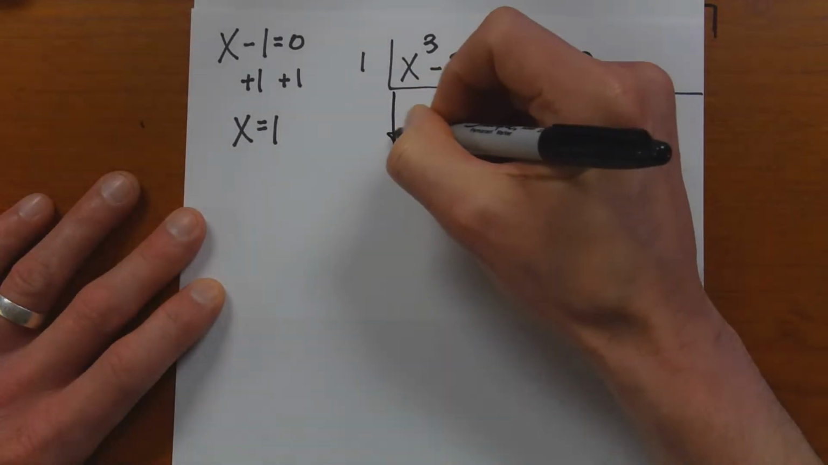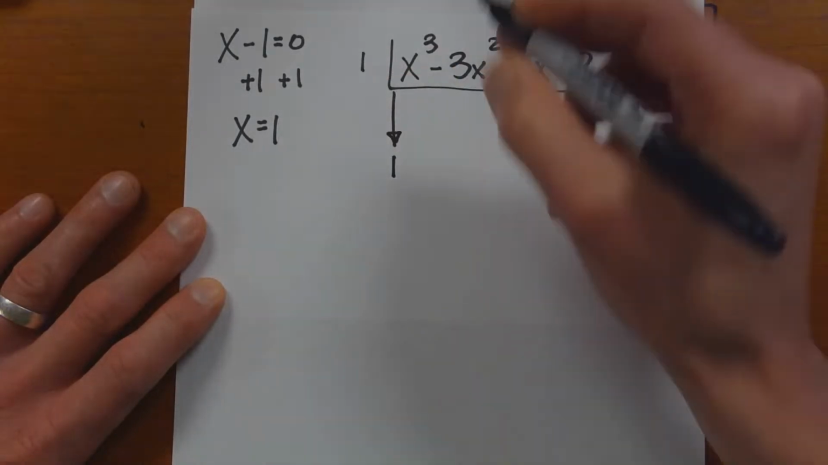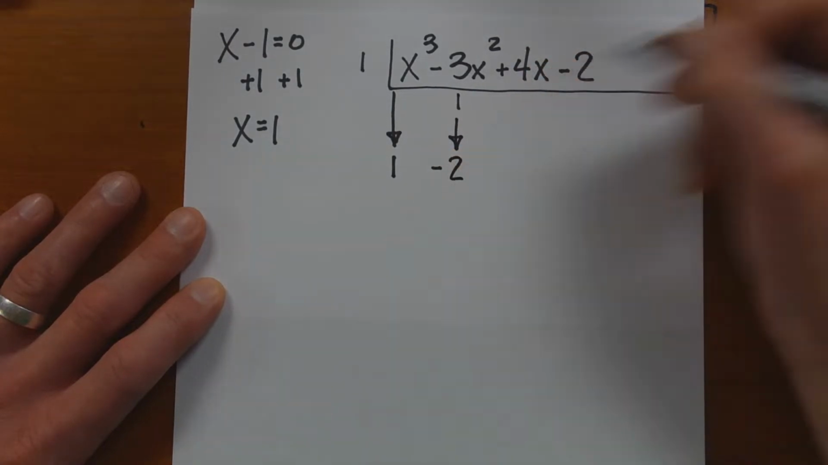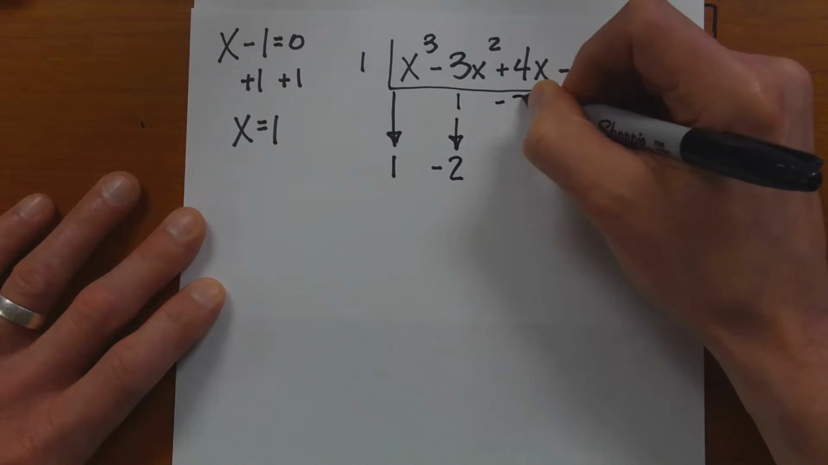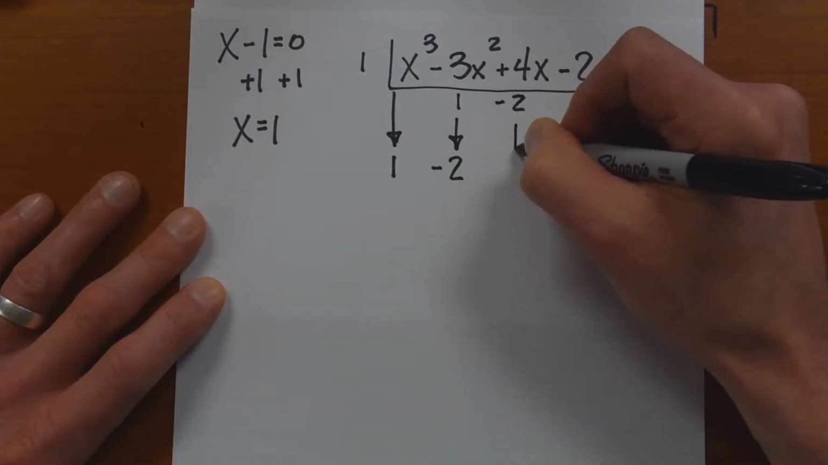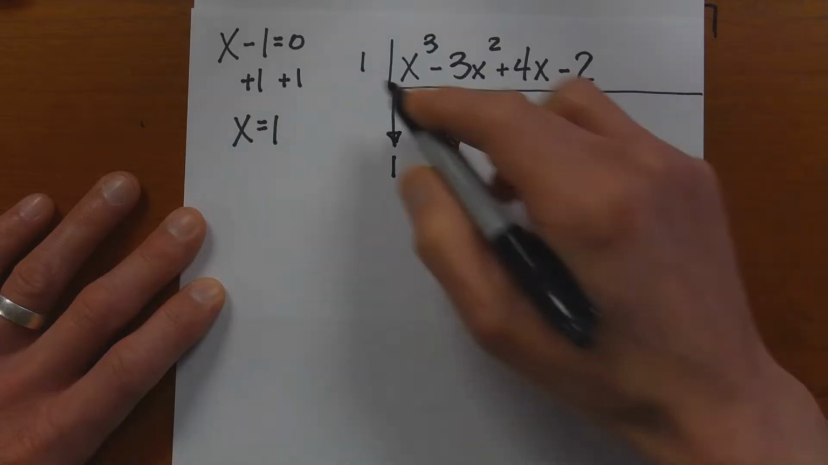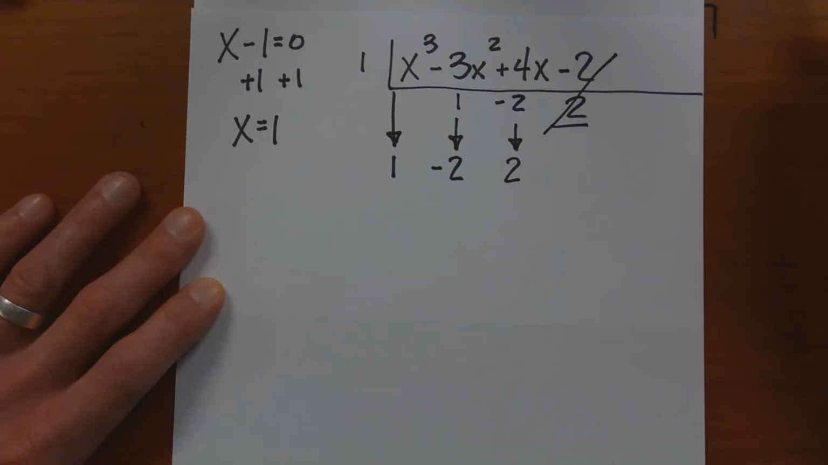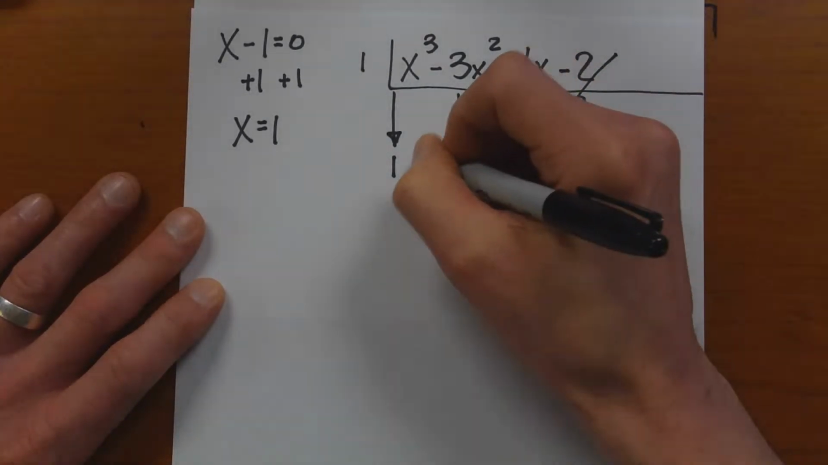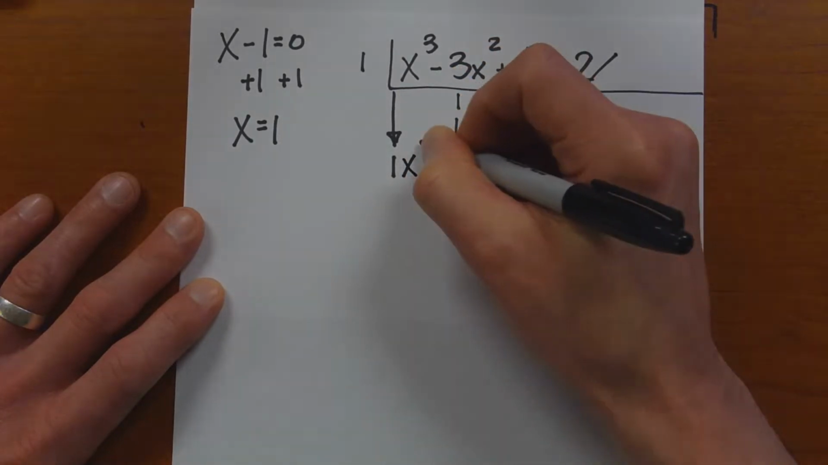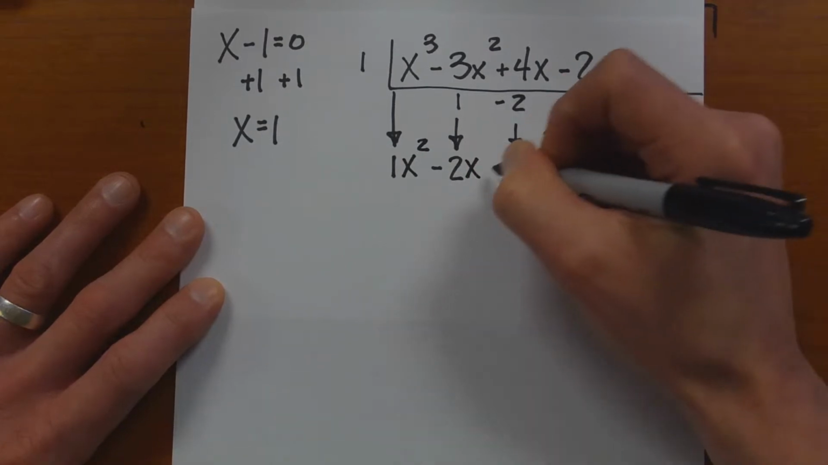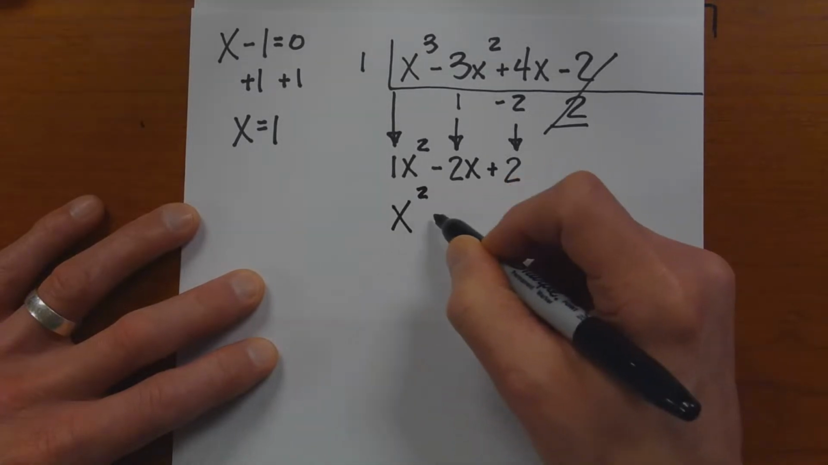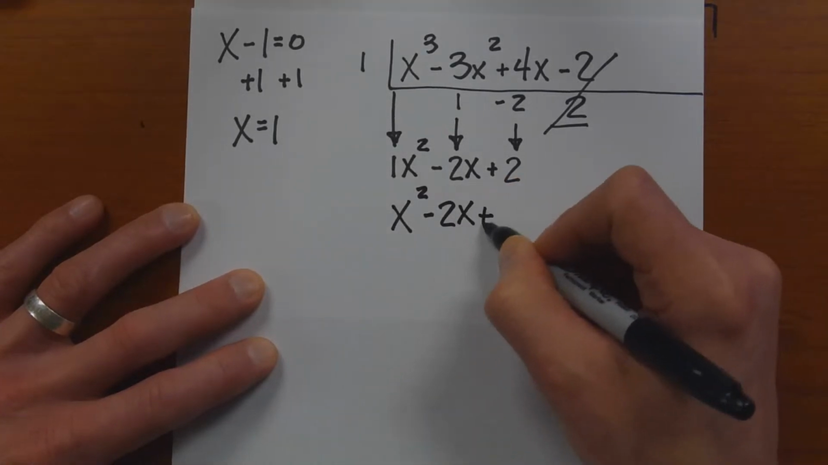All right, bring down the first coefficient. Now multiply. 1 times 1 is 1. Combine negative 3, positive 1, that's negative 2. Multiply. 1 times negative 2 is negative 2. Combine. A 4 and a negative 2 is 2. Multiply. 1 times 2 is 2. And negative 2 plus 2 cancel one another out. We do not have a remainder. Now bring down your variables and decrease the exponent by 1. And this was a positive 2. So that leaves us with x squared minus 2x plus 2.